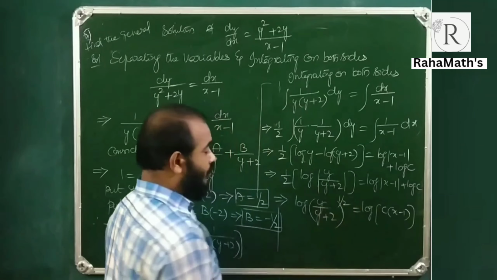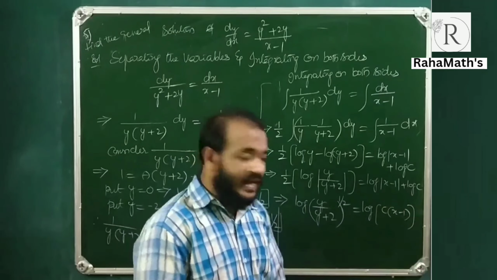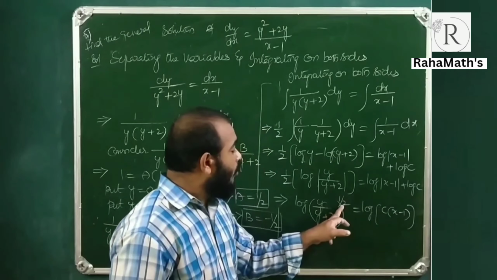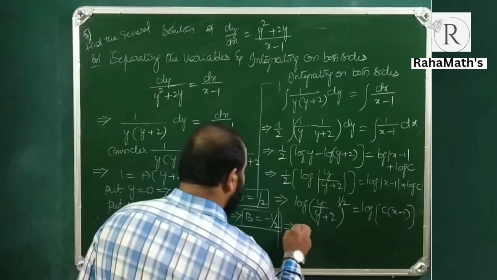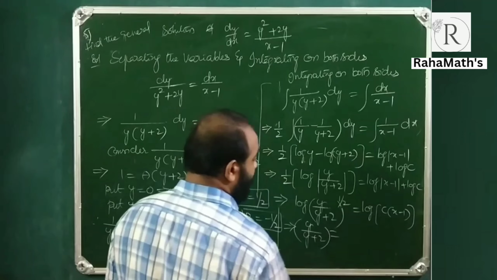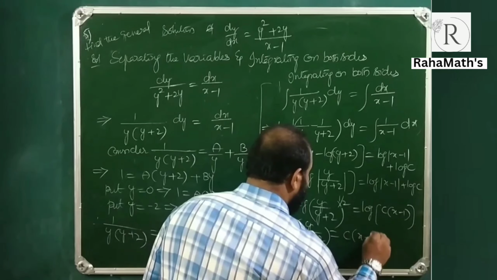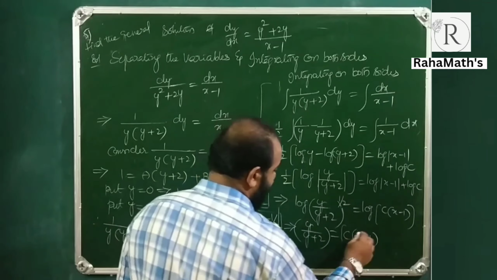If you remove log on both sides and square on both sides, the whole power 1 by 2 and the square get cancelled, and we will be left with y by (y + 2) equal to c into (x − 1) whole square.